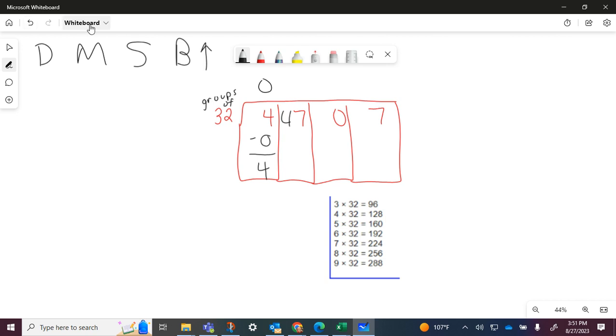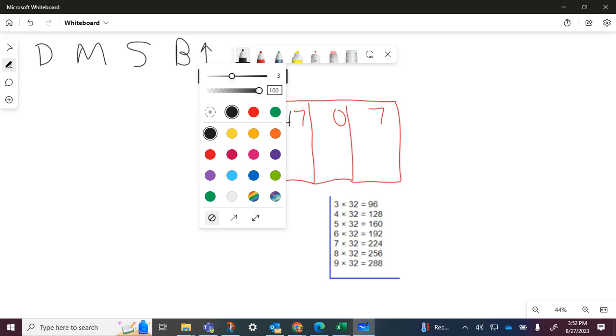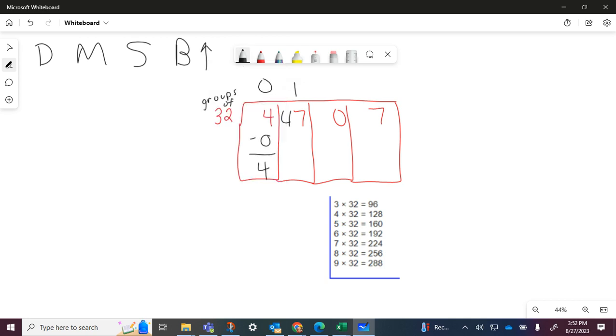Now I've got 47. So I'm going to come to my list, and I see here that 3 groups is too many. I only have 47. This is 96. So 2 groups, if I have 2 groups of 32, that right there is 64. That's also too many. If I have one group of 32, that's just 32. So we've just got to go with the one group. So again, that group, you divide, you put the number on the top, then you multiply. 1 times 32 is 32.